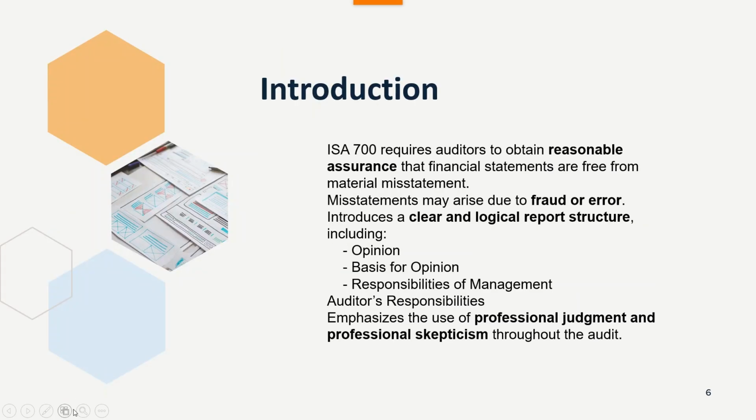It requires the auditor to obtain reasonable assurance that the financial statements are free from material misstatement. These misstatements may arise due to fraud or error. The standard introduces a clear and logical structure for the auditor's report. The structure includes sections such as opinion, basis for opinion, responsibilities of management, and auditor's responsibilities. So remember, ISA 700 emphasizes the use of professional judgment and professional skepticism throughout the audit process.